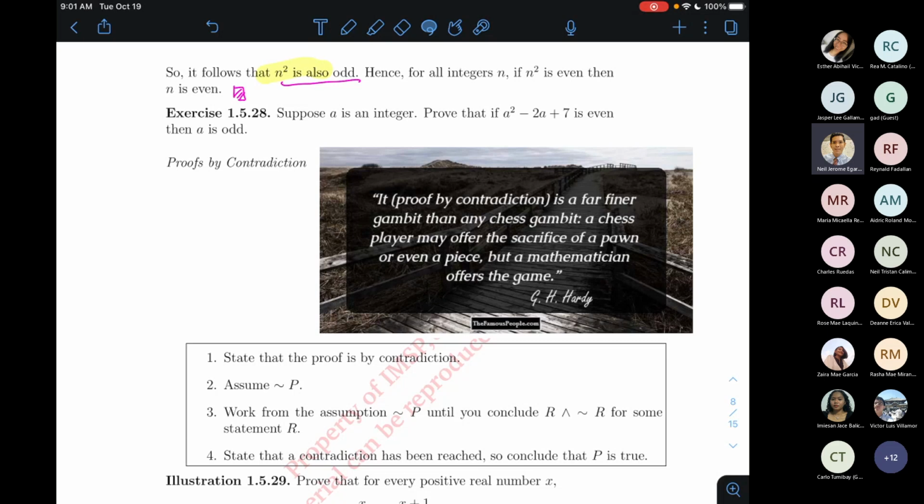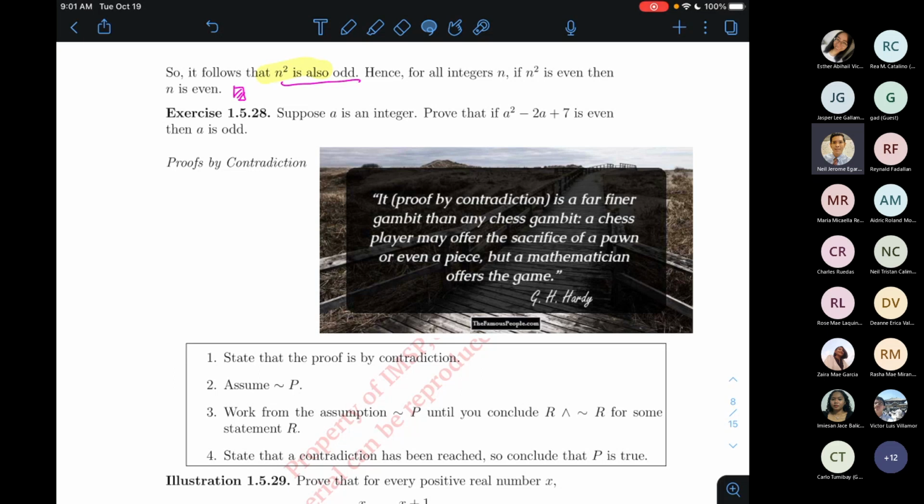And then tiningnan natin, we also looked at how to prove conditional statements. You have P implying Q. So sabi natin the straightforward way is to use a direct approach wherein we will assume P and try to use either previously established results or definitions in order to come up with a conclusion Q. Kaya lang we also noted na minsan mahirap yung direct route from P towards Q.